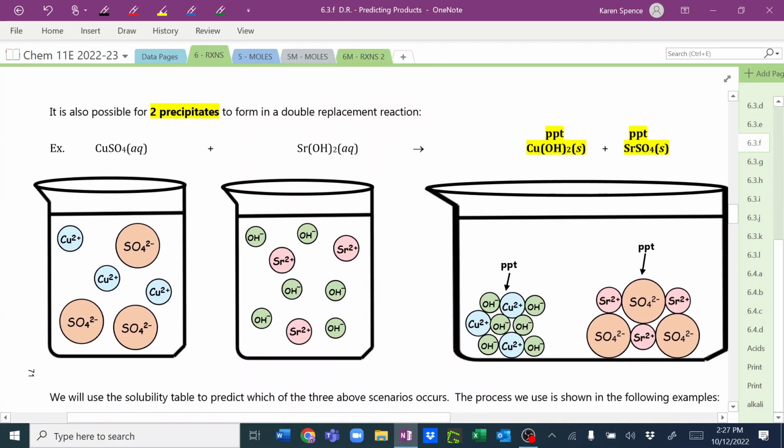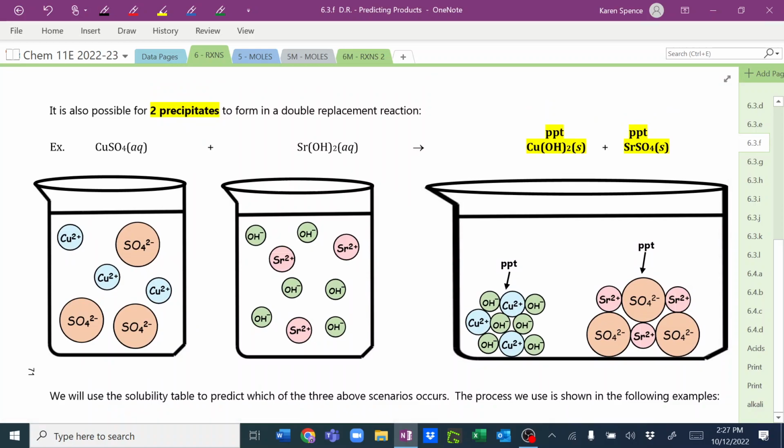However, it is also possible that you have a compound that is soluble, like copper sulfate, and you mix it with another soluble compound, like strontium hydroxide. Copper 2, when you put it with hydroxide, is low solubility, and the other product, the strontium and the sulfate, is also low solubility, so it's possible to have two precipitates in a reaction. Yes?